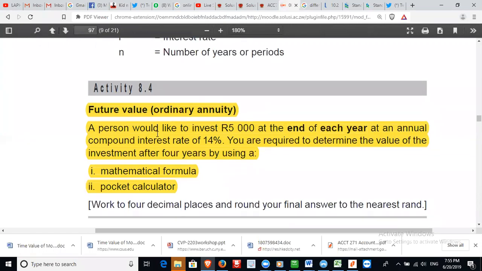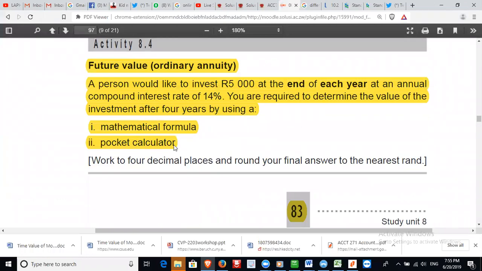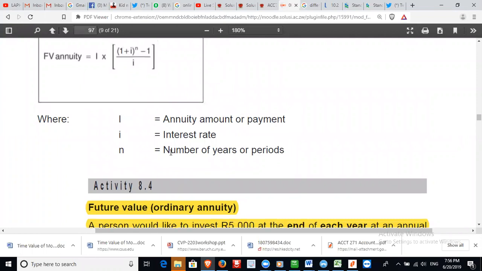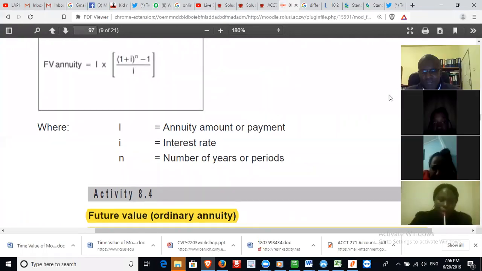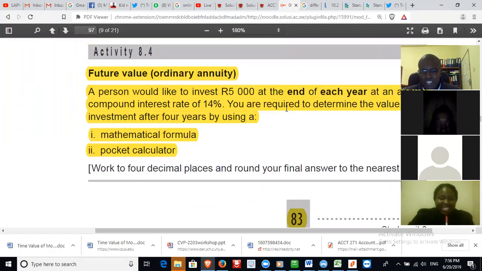Then we are told, future value of an ordinary annuity: a person would like to invest $5,000 at the end of each year at an annual compound interest rate of 14%. We are required to determine the value of the investment after 4 years by using the mathematical formula. Do you have financial calculators so that we use our calculators? Yes, we do. A financial calculator, not a simple calculator.